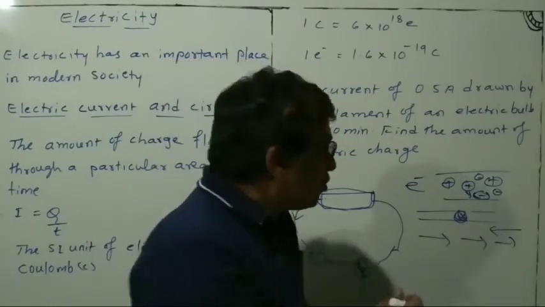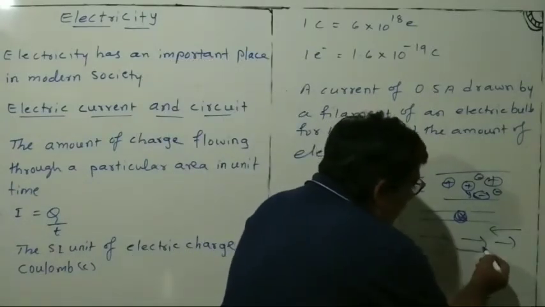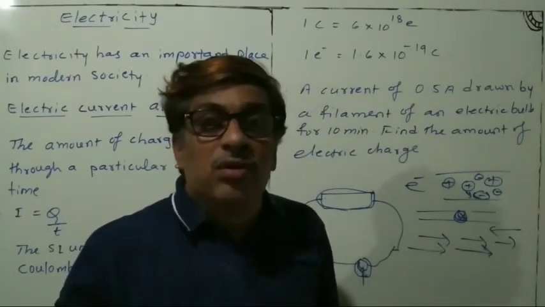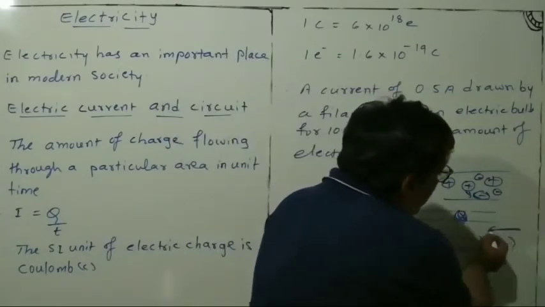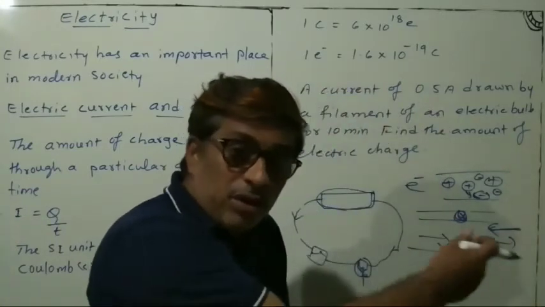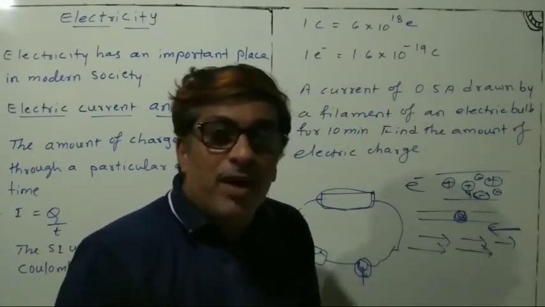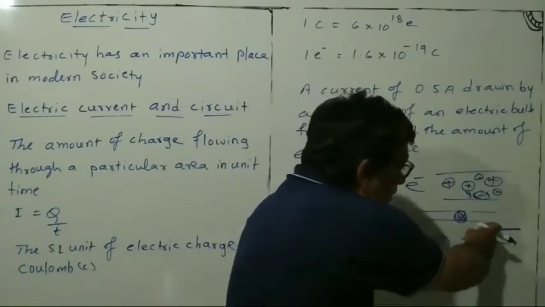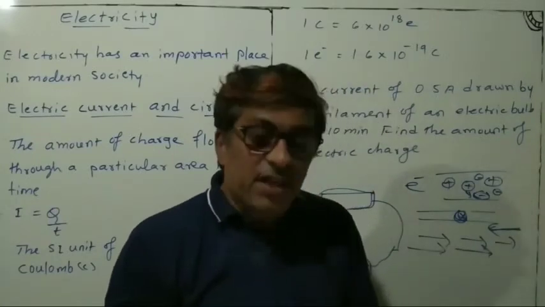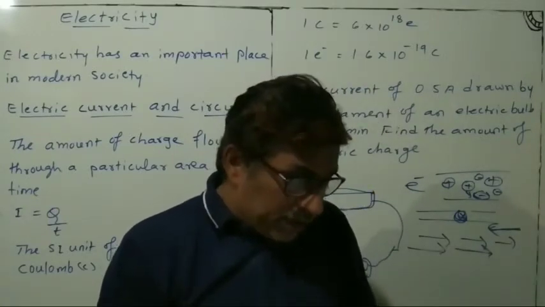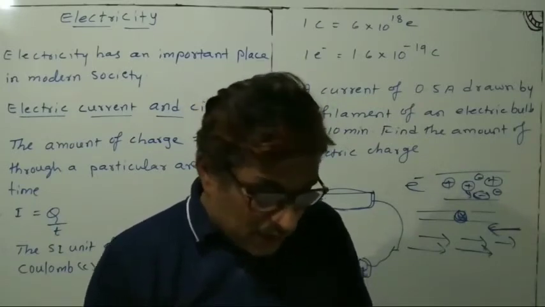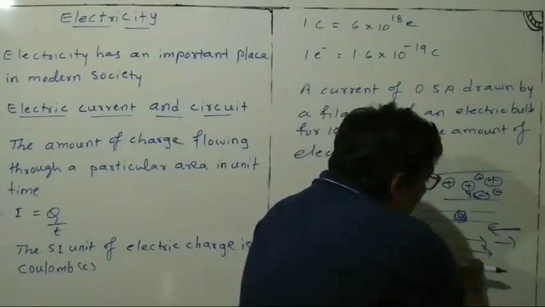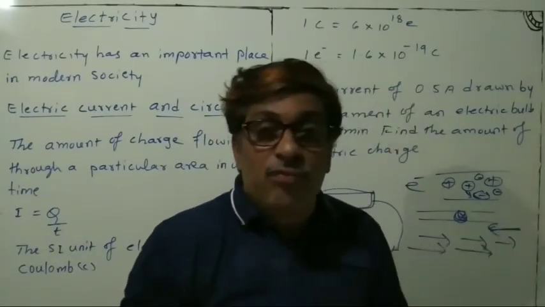Actually, electrons move in this direction, but because electrons had not been discovered before that, the electric current flow was given from that side to this side. So that is why the current direction is given this way. Conventionally, in an electric circuit, the direction of electric current is taken as opposite to the direction of flow of electrons.